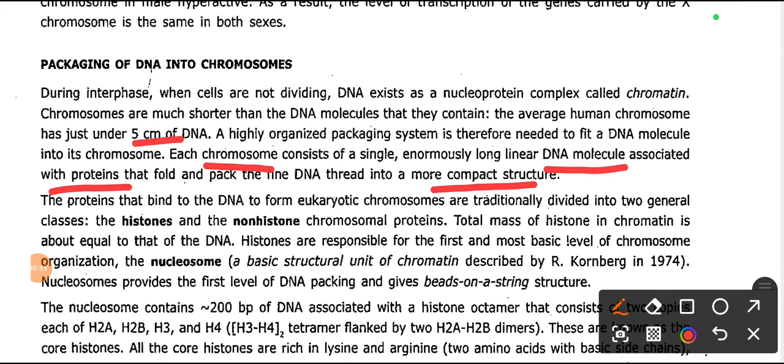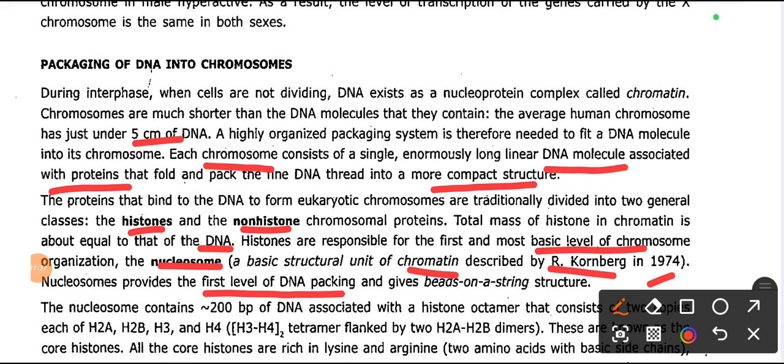What kind of proteins? These proteins are divided into two classes: histone and non-histone chromosomal proteins. The total mass of histones in chromatin is about equal to that of DNA. Histones are responsible for the most basic level of chromosome organization. And the nucleosome, which is the structural unit of chromatin, was described by R. Kornberg in 1974. Nucleosome provides the first level of DNA packaging.